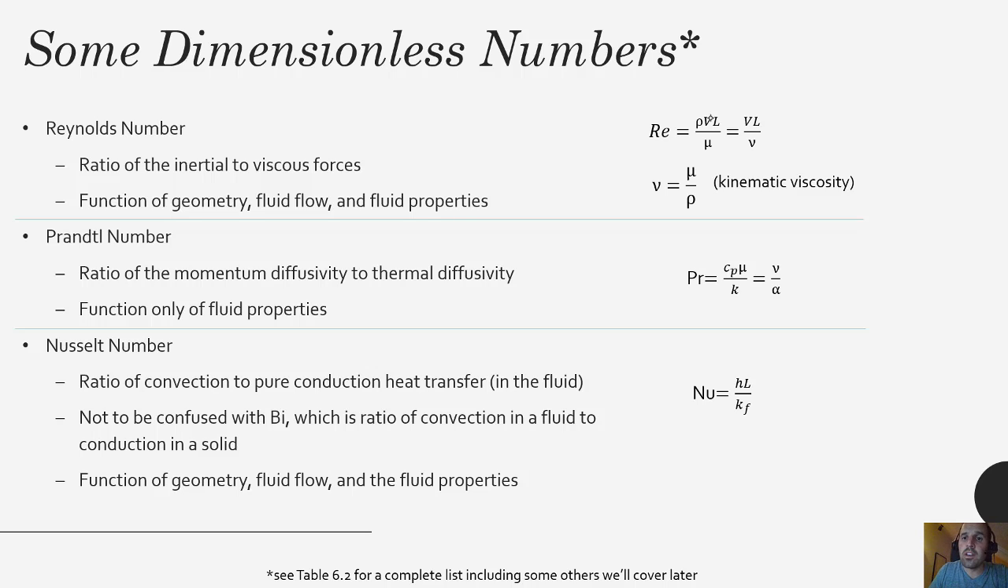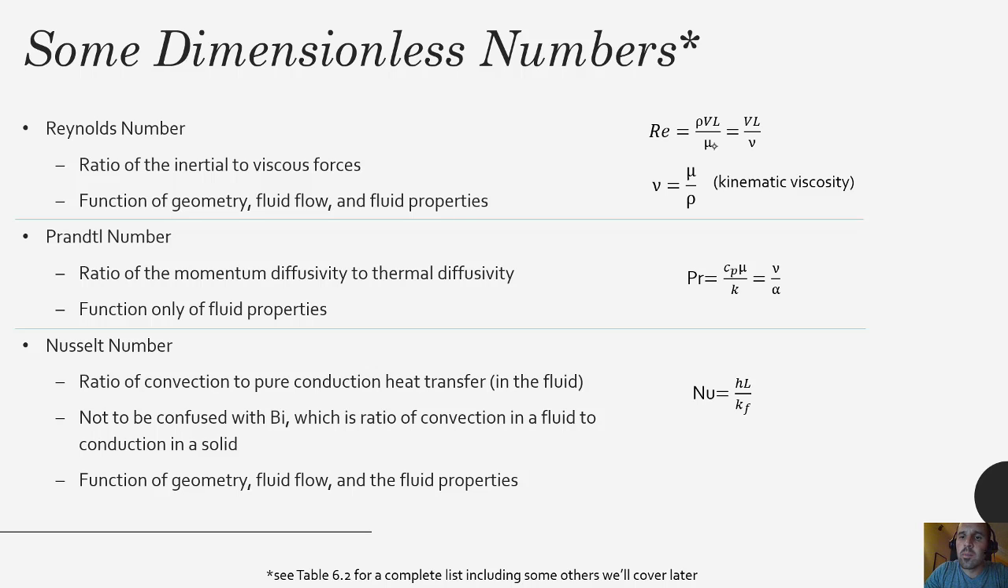This L changes depending on the geometry. For flow across a flat plate, that characteristic dimension is actually x. So the Reynolds number actually changes depending on how far you are down the length of a flat plate. And we'll talk more about that later.